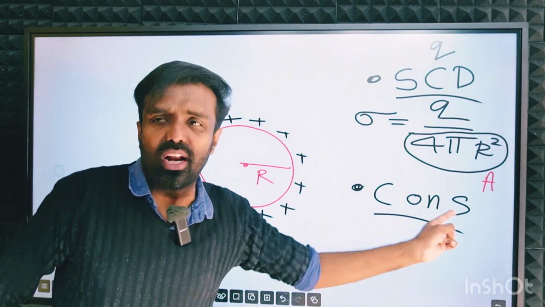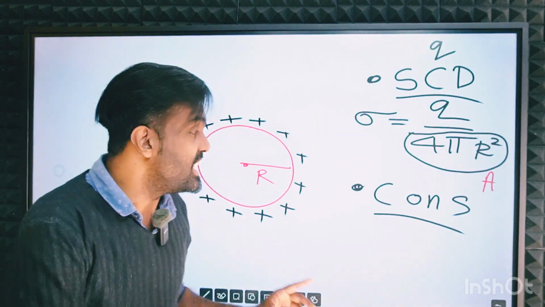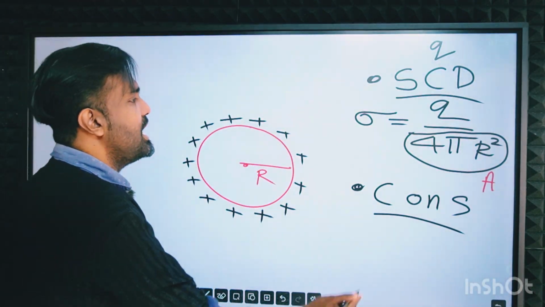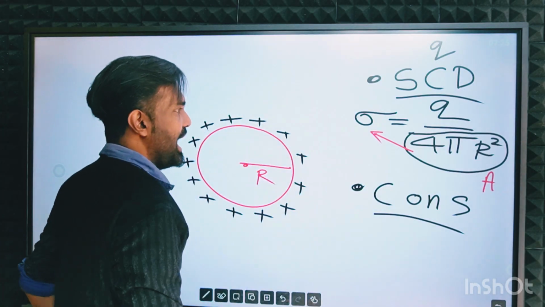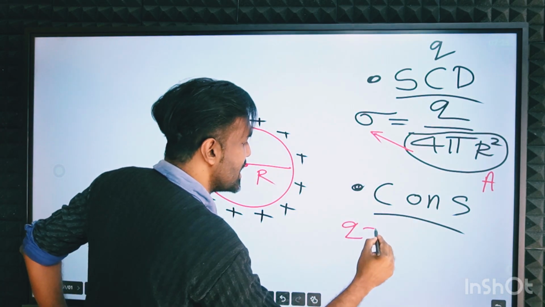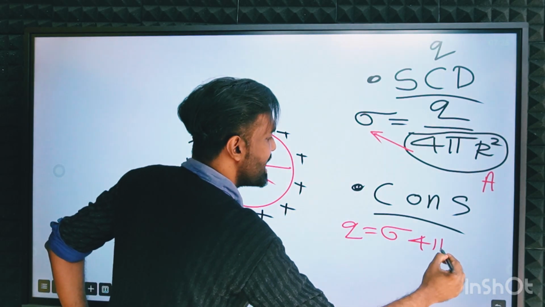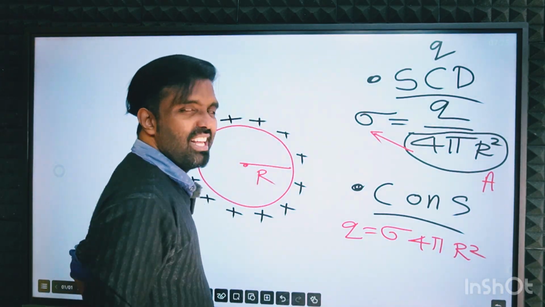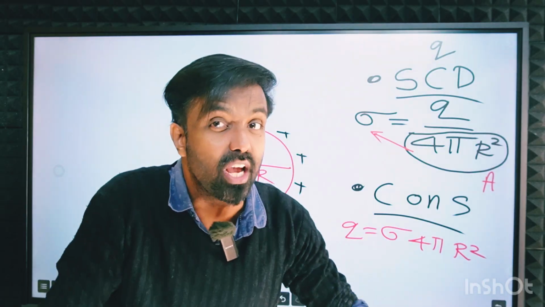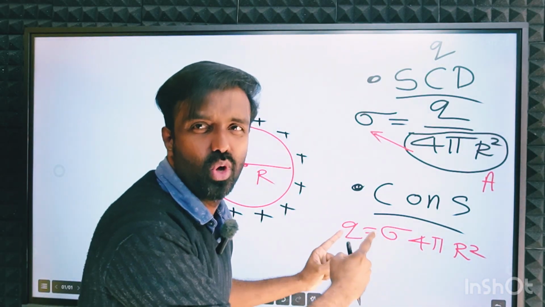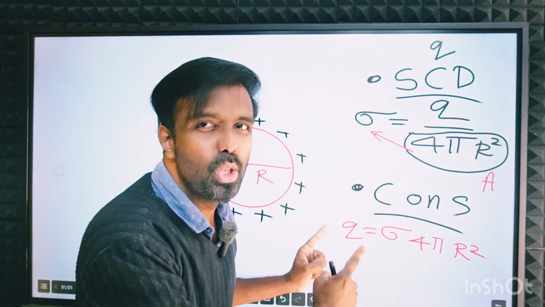Now the second point, charge on the sphere. To find the charge on this sphere, bring this here, guys. Then Q is equal to sigma 4 pi r square. That is the charge on the sphere. We will need this, so remember it. We will bring it up again sometime.